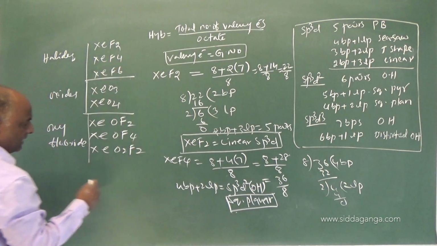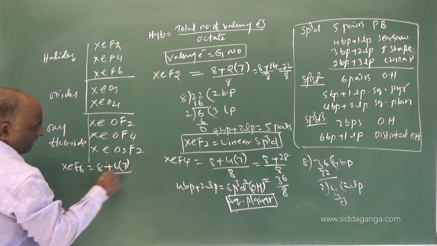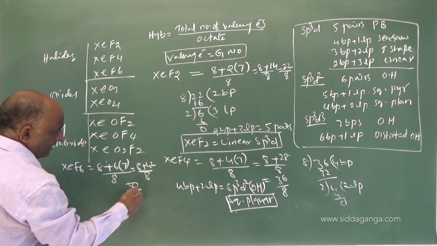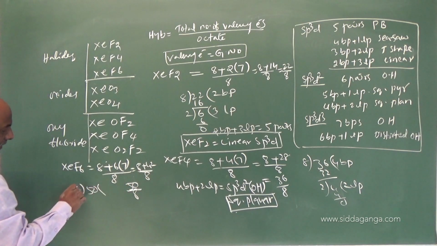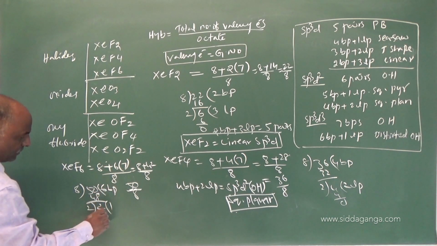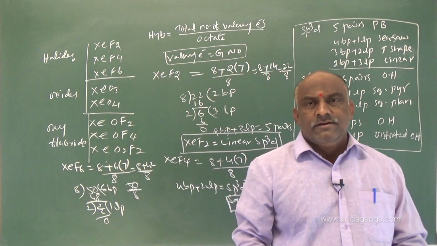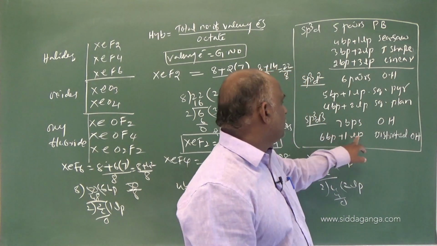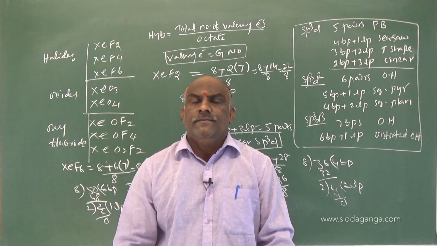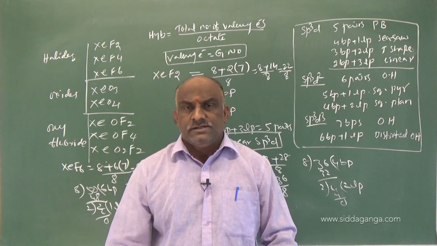XeF6: xenon 8 plus 6 times 7 by 8, 8 plus 42, 50 by 8. How to divide 50? 8 sixes are 48, remaining 2. 6 bond pairs, and 2 ones are 2, so 1 lone pair. 6 bond pairs and 1 lone pair, total 7, gives a distorted octahedral shape. Like this we have to practice.